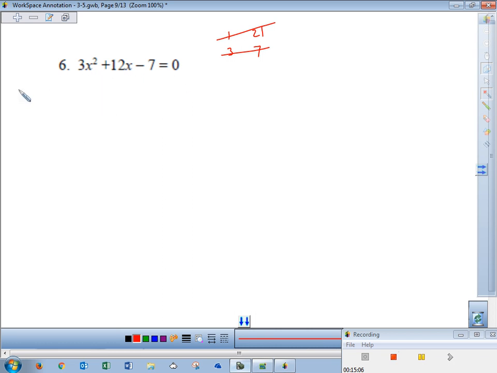So, no way. It's time for the quadratic formula. And I don't care if you put this a equals, b equals, c equals off to the side. I like to do that. It's just the way I've done it for years. So if you can get the numbers in the right place, I don't care.